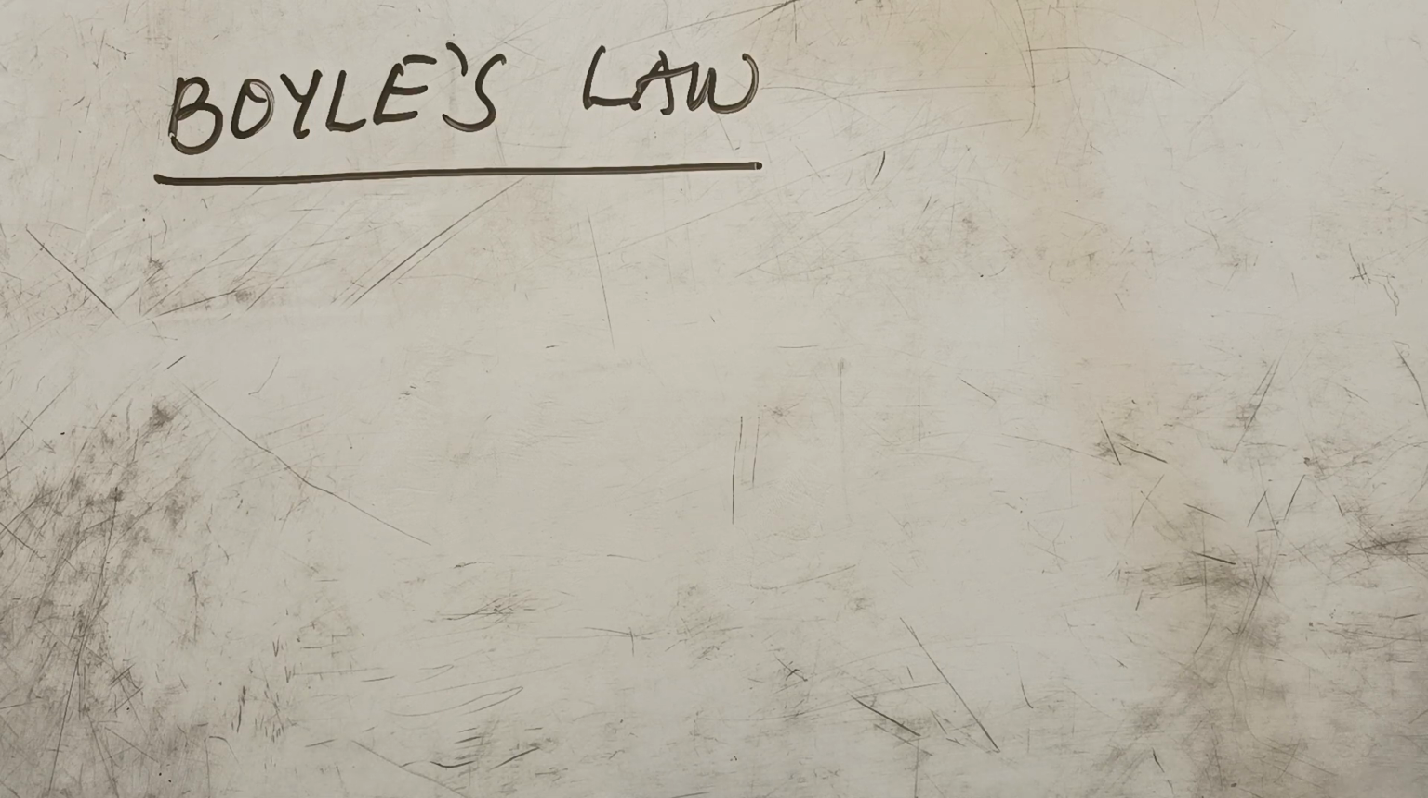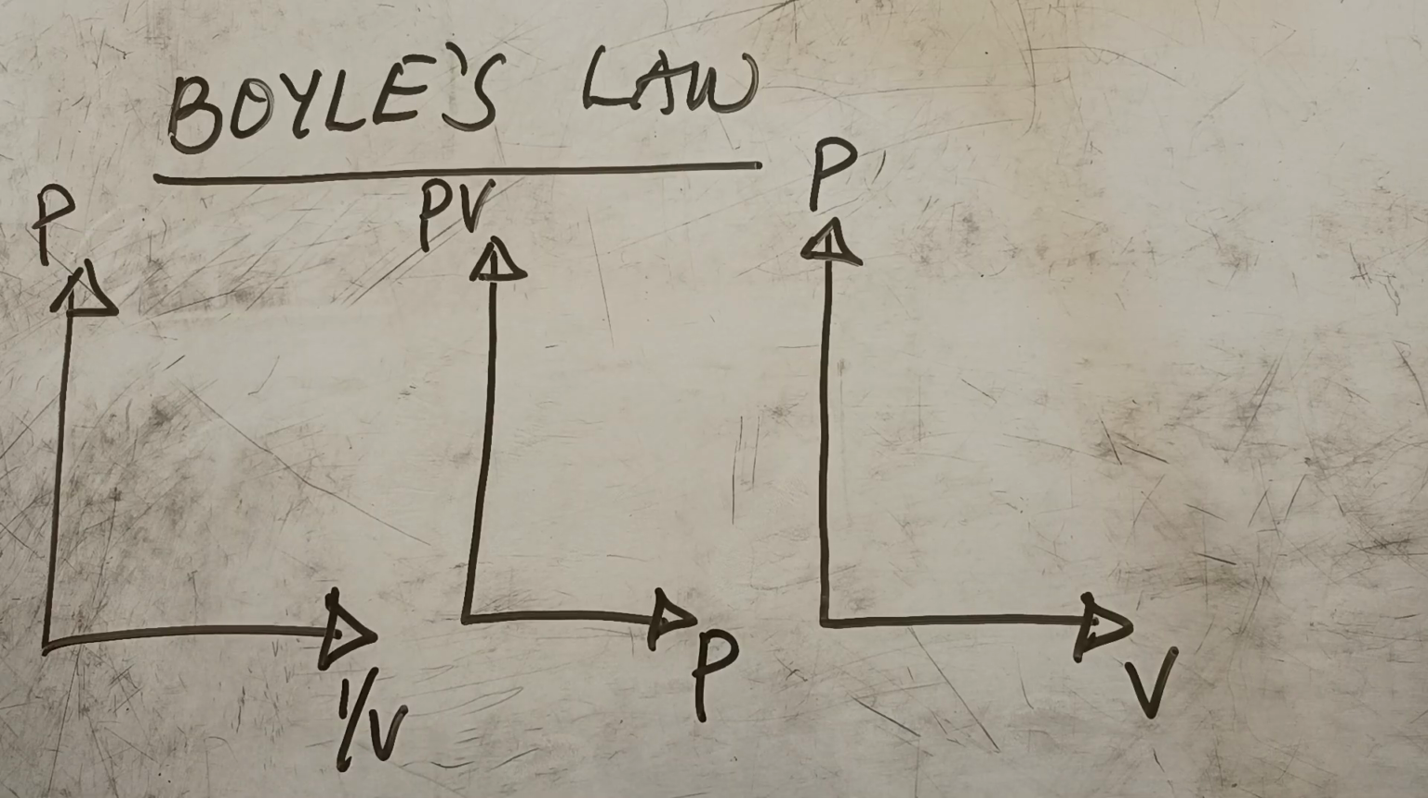So, gases which obey Boyle's law perfectly are called ideal gases. I just mentioned that gases which obey Boyle's law perfectly are called ideal gases. So we want to proceed by looking at some graphical representations of Boyle's law.